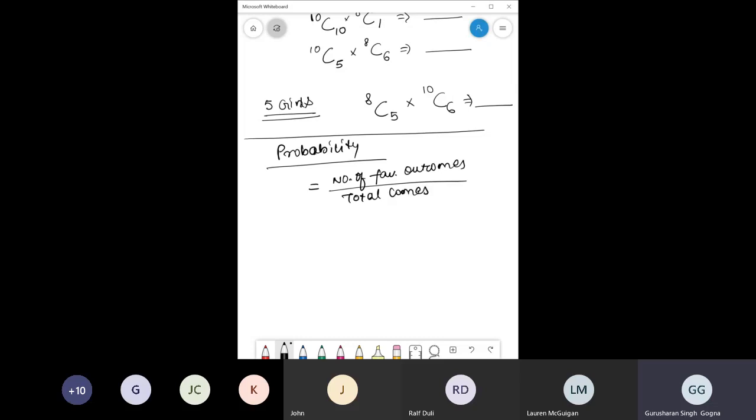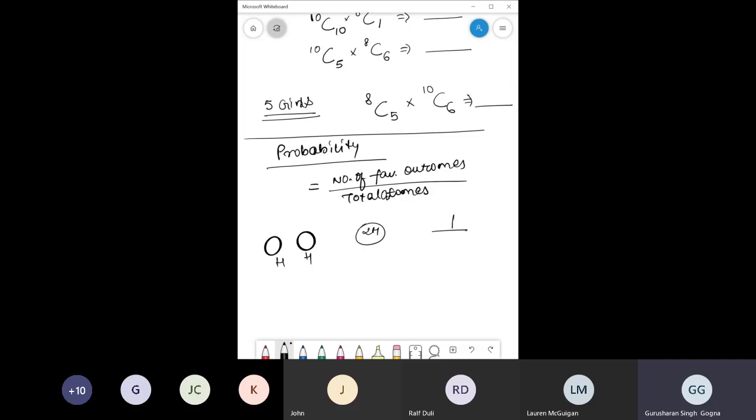So that will give you the probability. For example, I want to find out the probability of getting, so let's say I flip 2 coins. I want to get the probability of getting 2 heads. 2 heads means 2 heads.